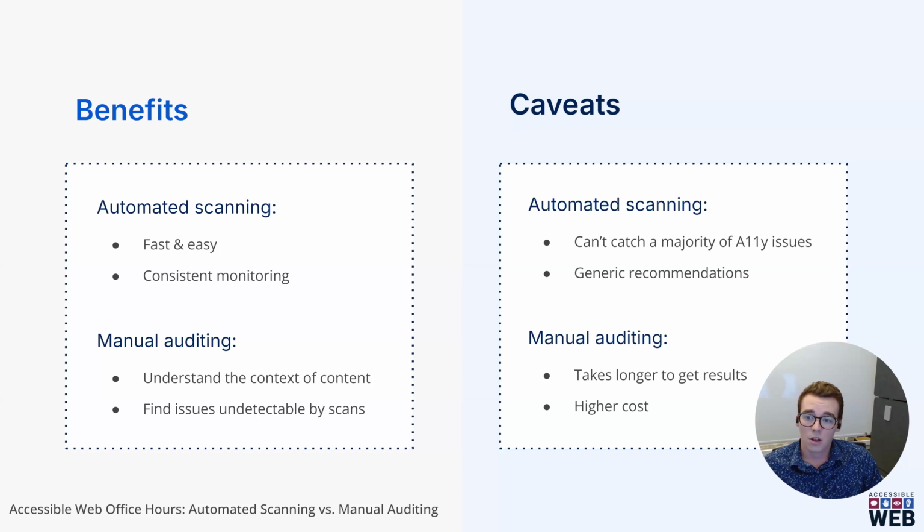So some caveats to automated scanning include that scanning misses a majority of accessibility failures, as we've covered. The recommendations provided are generic and not fine-tuned to the content associated with the issues. And then some caveats to manual auditing is that it's a much longer process than scanning. Scanning takes a matter of minutes, and auditing takes hours per page. And manual auditing often does cost quite a bit more than scanning.